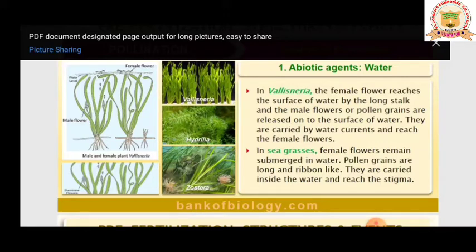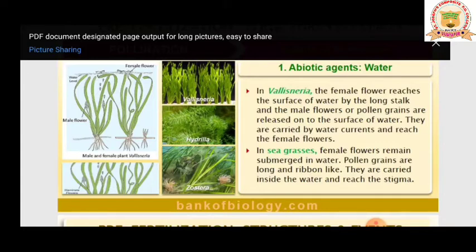But in the case of seagrasses, it's not like that. In the seagrasses, the female flower remains submerged. It will be in the water itself. Pollen grains are long and ribbon-like. They will produce a long, ribbon-like structure. This ribbon-like structure is carried inside the water and reaches the stigma.